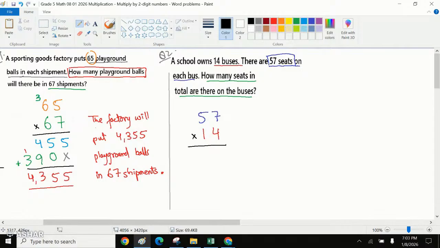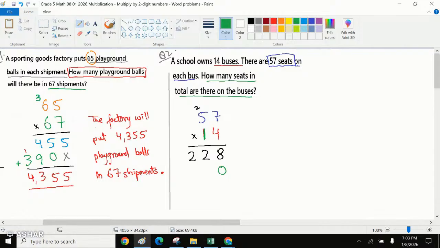What is 4 times 7? 7 times 4 is 28. We keep the 8 and we carry the 2. 4 times 5 is 20. 20 plus 2 is 22. Whenever we are multiplying with the tens, the first position becomes a 0. The unit becomes a 0 because we are multiplying with the tens.